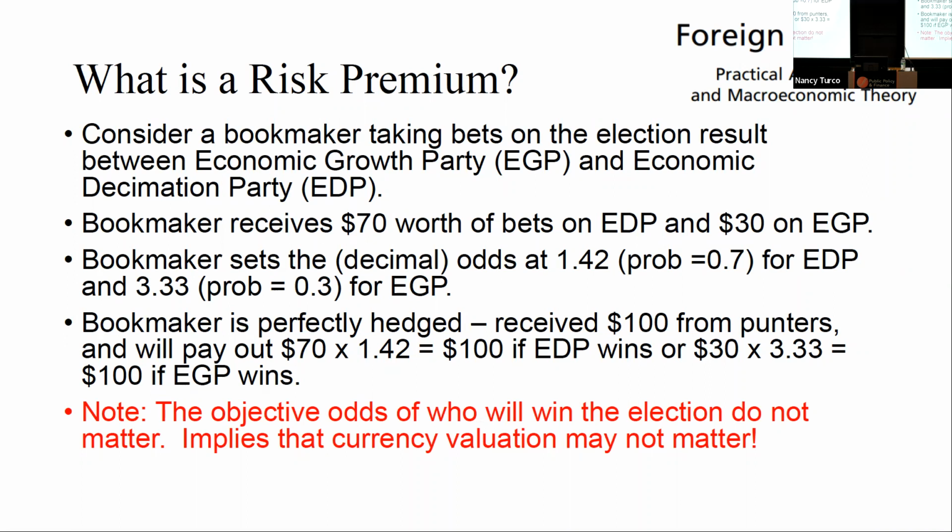If that's where I set my probabilities, then my odds are 1 over that. And now I'm perfectly hedged. Whatever happens, I'm fine, right? Because I received $100 from the punters, and if the EDP win, I'm going to pay out 70 times 1.42. And if the EGP win, I'm going to pay out 30 times 3.33. In both cases, I'm going to pay out $100.